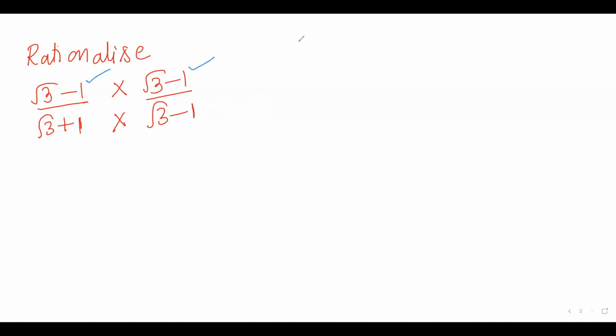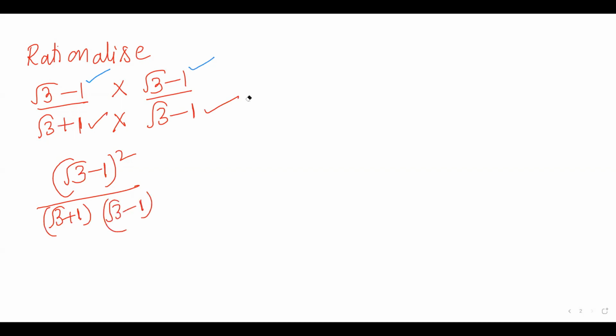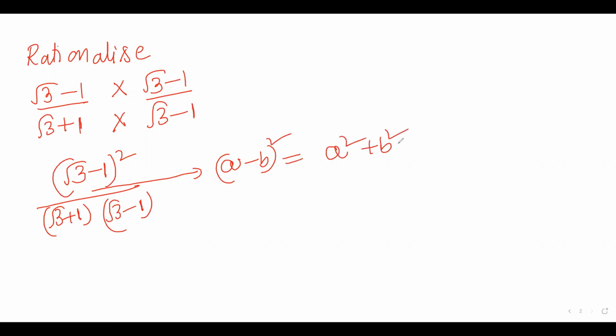Now numerator into numerator. It will become root 3 minus 1 whole square. Root 3 minus 1 into root 3 minus 1, root 3 minus 1 whole square. Denominator into denominator, let us write root 3 plus 1 into root 3 minus 1. Is that okay? Now you have to expand this one using the formula a minus b whole square, which is nothing but a square plus b square minus 2ab.